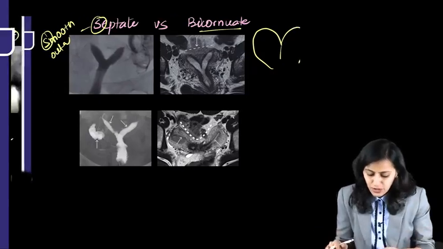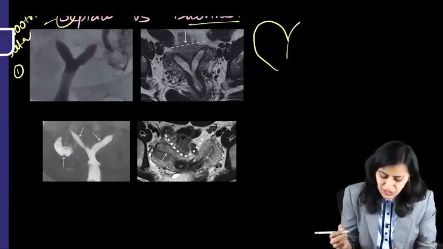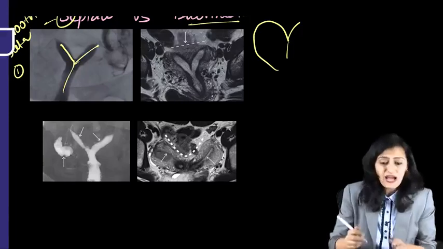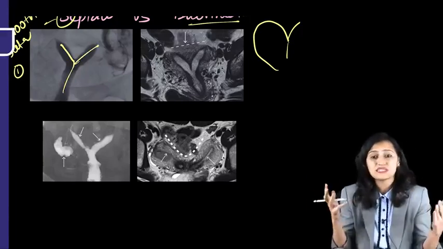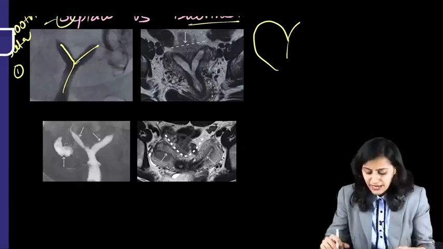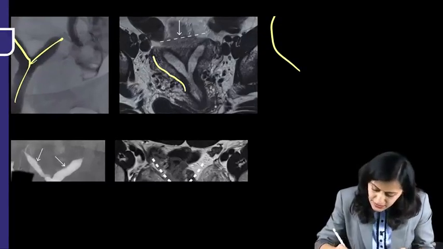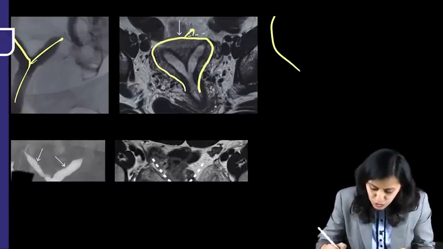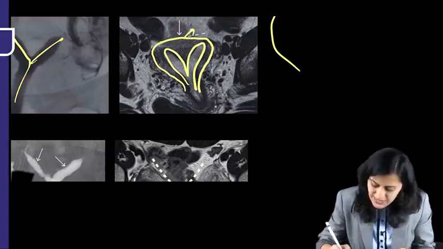So look at this one. What do we see here? The first image, look at the HSG. You have a bicornuate or septate-like appearance. To confirm, we do MRI. Look at the MRI. The outer surface is smooth. The inner endometrium is separate.